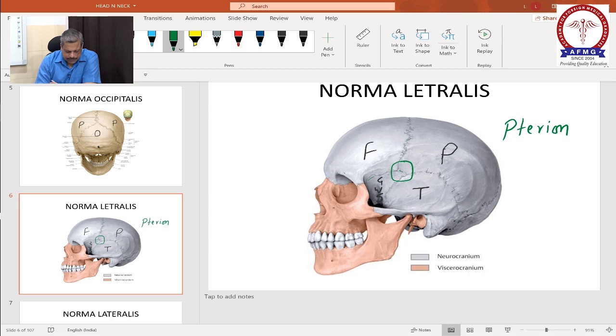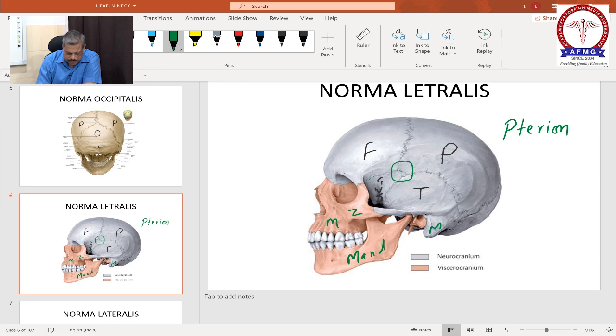Clear? Other parts which are visible here: this is the maxilla bone, this is the zygomatic bone, this is the mandible. This is the head of mandible, styloid process. It is the external auditory meatus, and this is the mastoid process. Clear? Identify this.